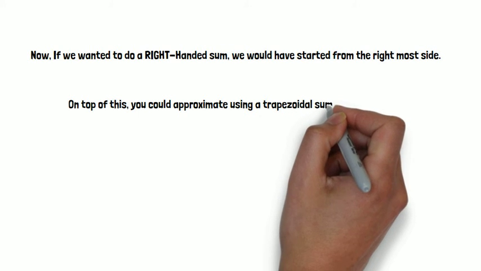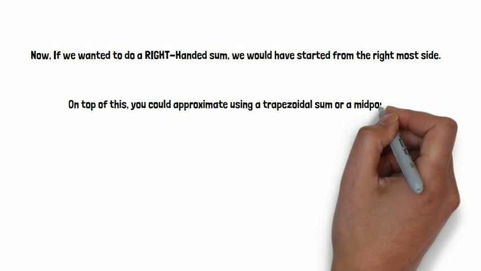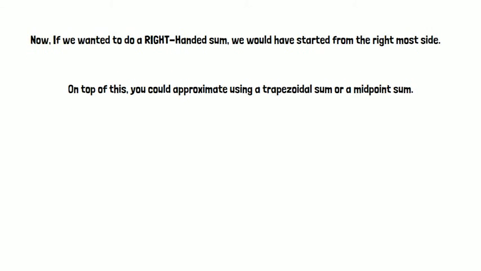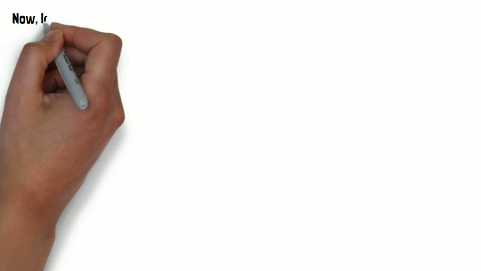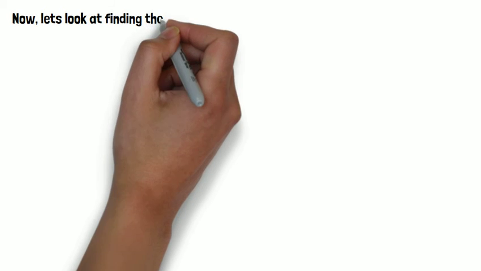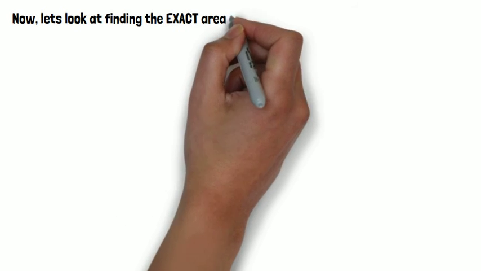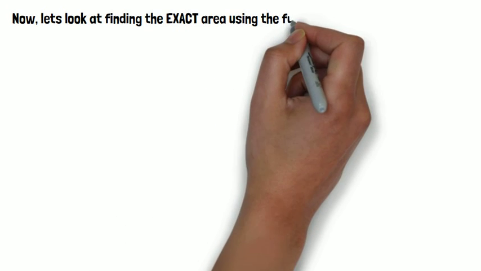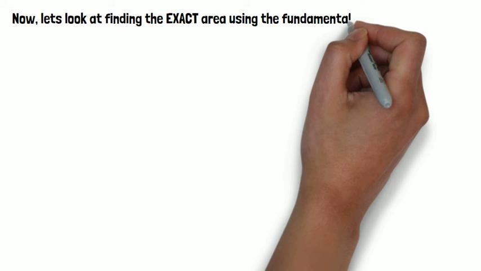On top of this, you could also do two other types of approximations, a trapezoidal approximation and a midpoint approximation. A trapezoidal sum would basically have you connect lines between each point, and you'd find the area under those figures, which are trapezoids, and that would give you a more exact answer, but it would not be exact still.